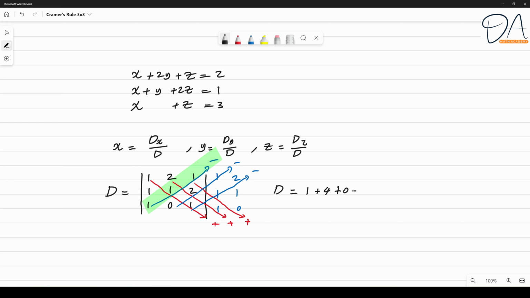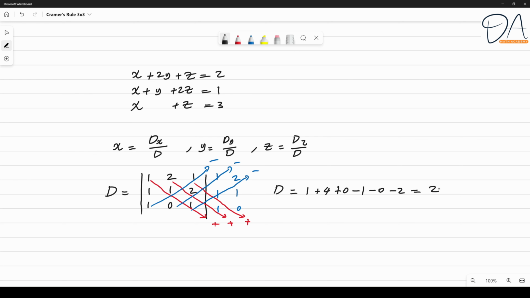Negative diagonals: 1 times 1 times 1, that is 1. And then the second one 0 times 2 times 1, that is 0. And then 1 times 1 times 2 gives us 2. So D will be 1 plus 4, 5, and then minus 1, 4, minus 2 gives us 2. So that's the value of D.